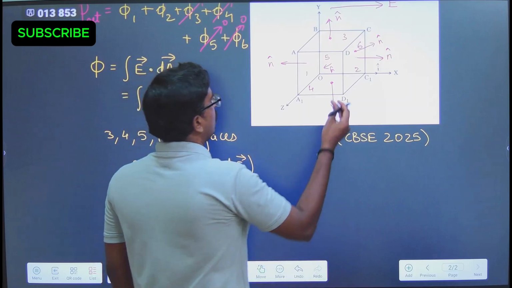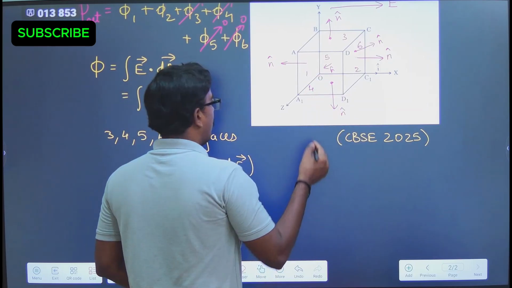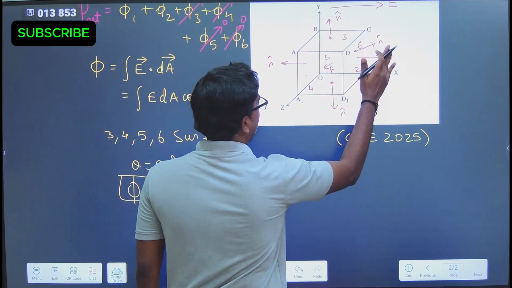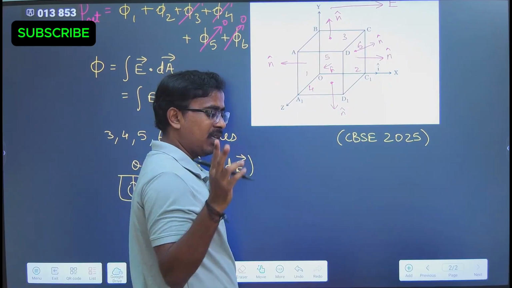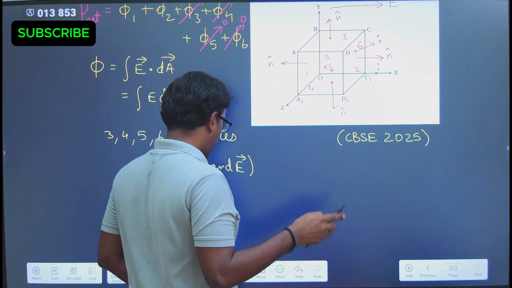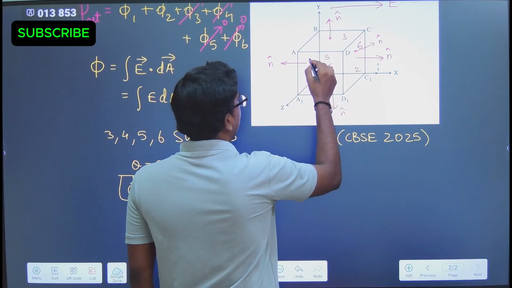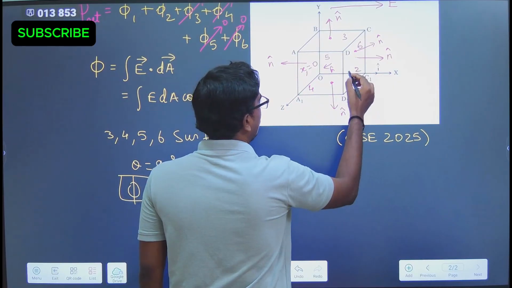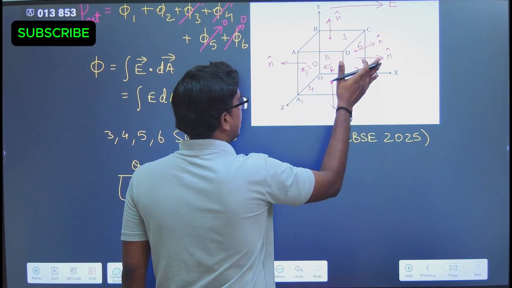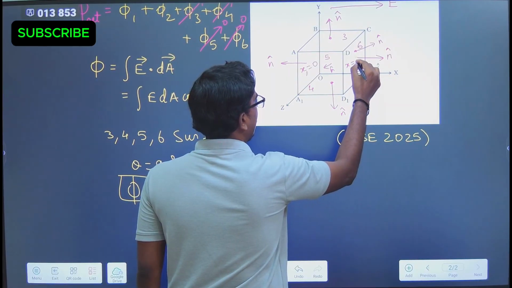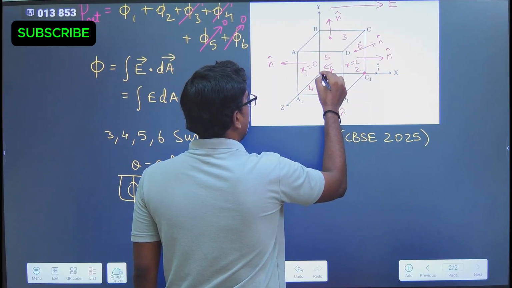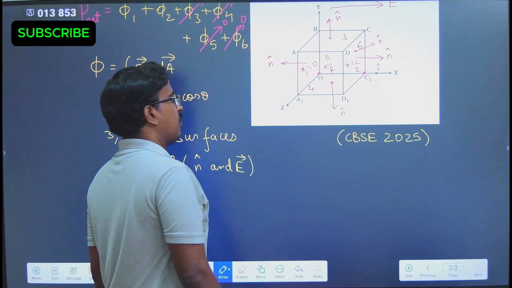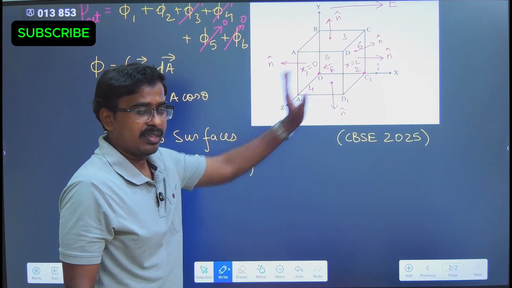Now for the first surface, this is our first surface, this is our second surface. Only these two will remain. Other things will go to 0. So what is the x value here? At the first surface, x value is 0. For this surface, how much is the distance from this to this? It's going to be x is equal to L. So x is 0 at the first surface and x is L at the second.